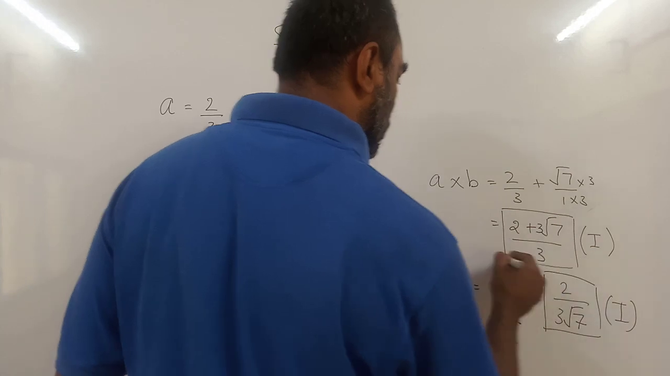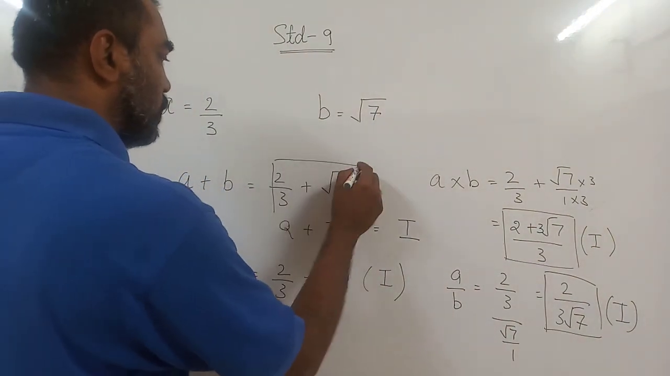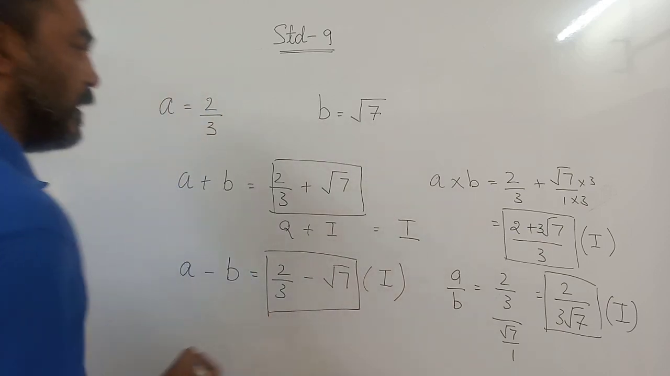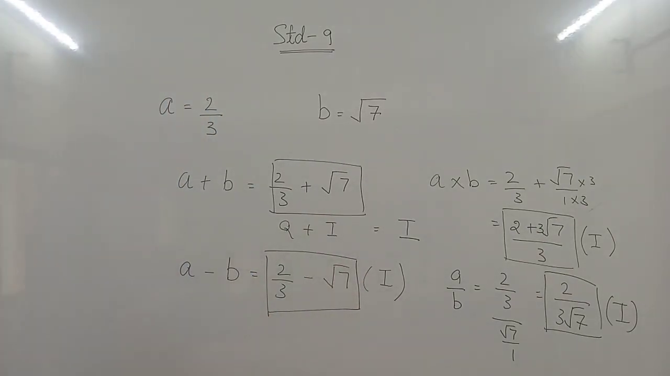So I have written here, on adding, subtracting, multiplying and dividing a rational number with an irrational number, what I get is an irrational number. So the fact remains that on addition, subtraction, multiplication and division of a rational number with an irrational number, we always get an irrational number. Okay? So this is the general pattern that we have.